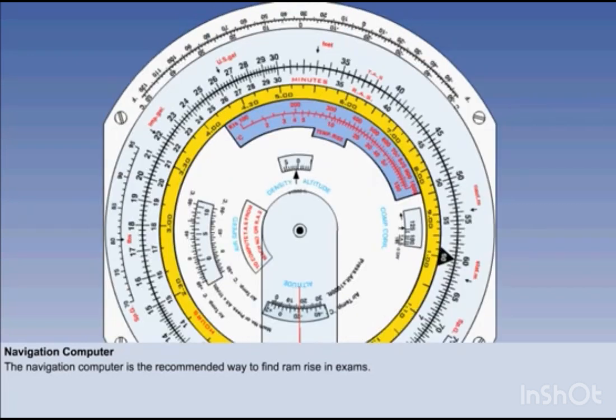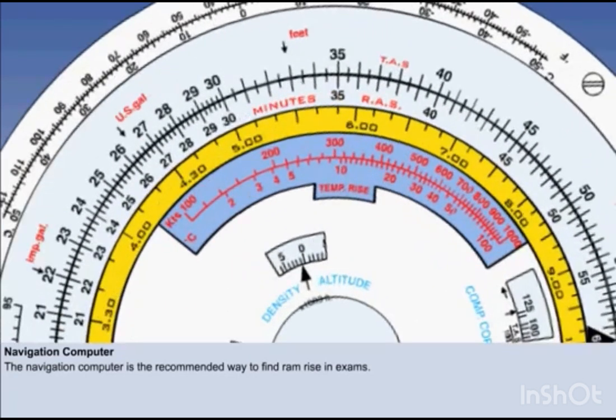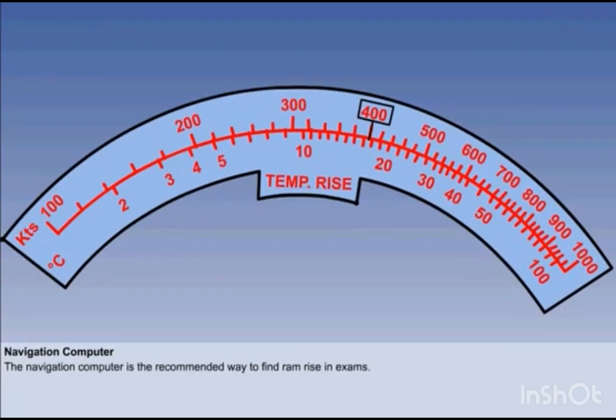On the slide rule face of the nav computer there is a blue scale. The outer scale is true airspeed, and the inner scale is ram rise. If the TAS is 400 knots, the ram rise is plus 17 degrees.